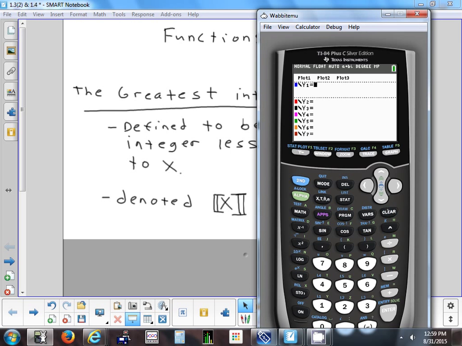To graph it, you go to your y equals, press math, go over to number, and it's the 5th option down, integer. Make sure you put in your variable, close your parenthesis, and I would try zoom 6. Start with that. What does it look like when you graph it?